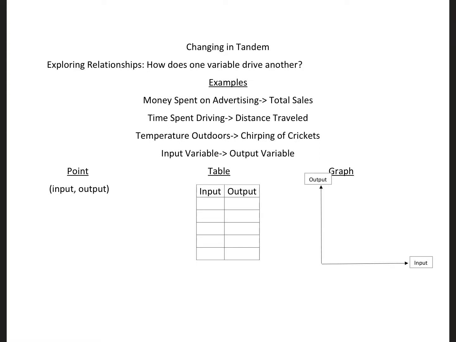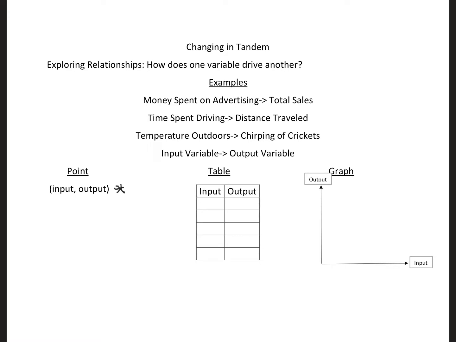In all these instances, though, we want to consider how our input variable is driving the output variable. We often think of this relationship as independent and dependent variables, but mathematically speaking, and in our course, we're going to think about the input variable driving the output. We're specifically going to represent this in three different ways.